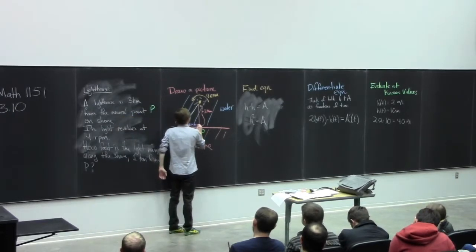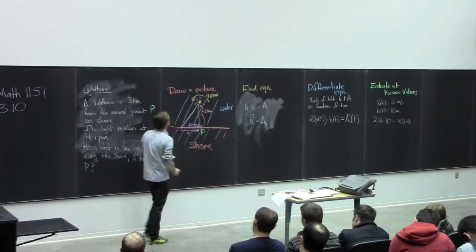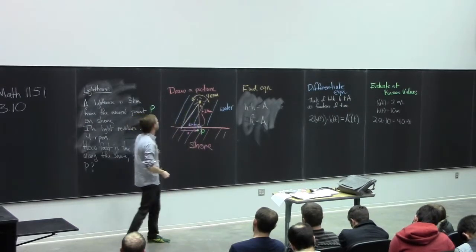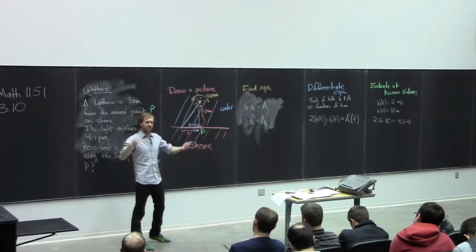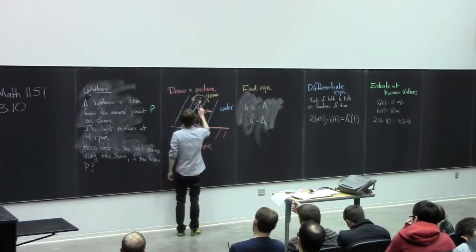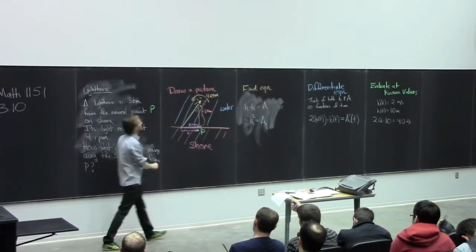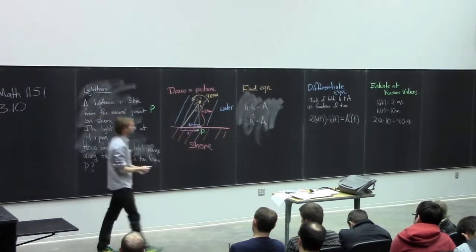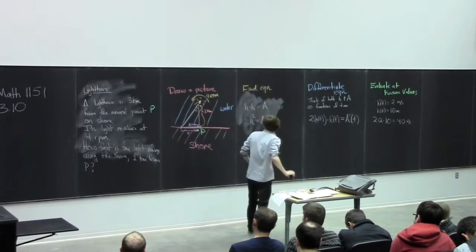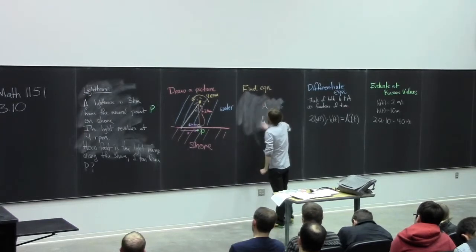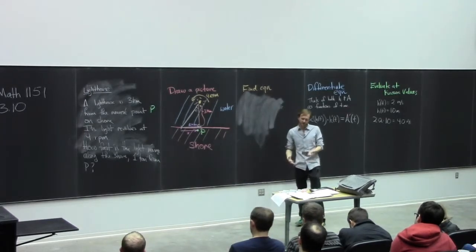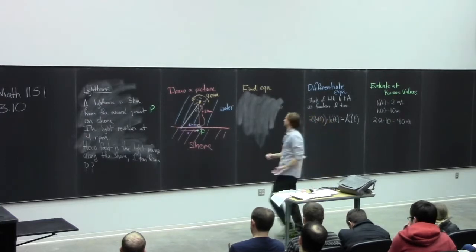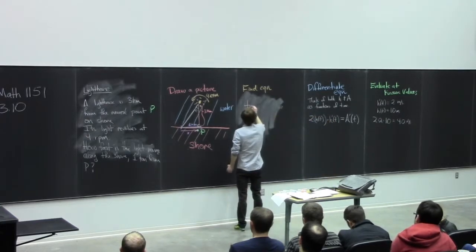Okay, so right triangle, here's my right angle. And revolutions per minute, that's kind of angular, so we should label this with a theta here. So now we're going to find an equation. This problem might seem really hard, but I think it's not too bad.